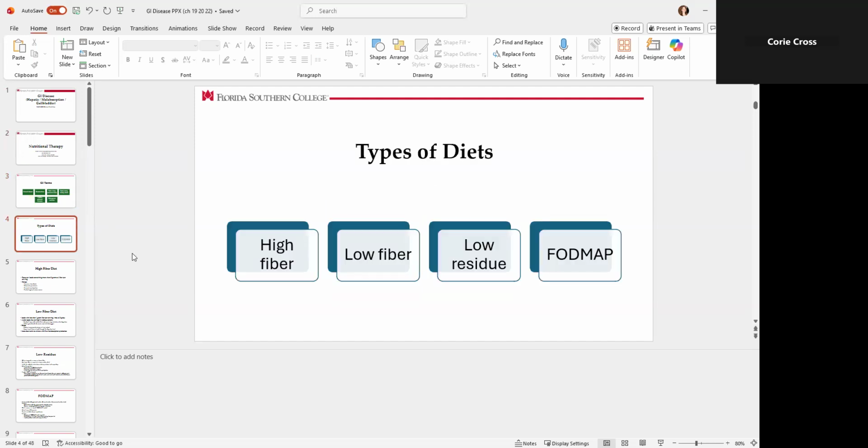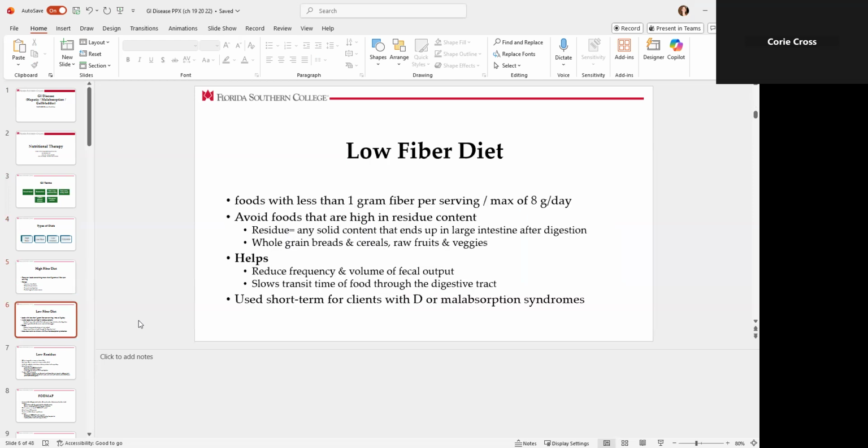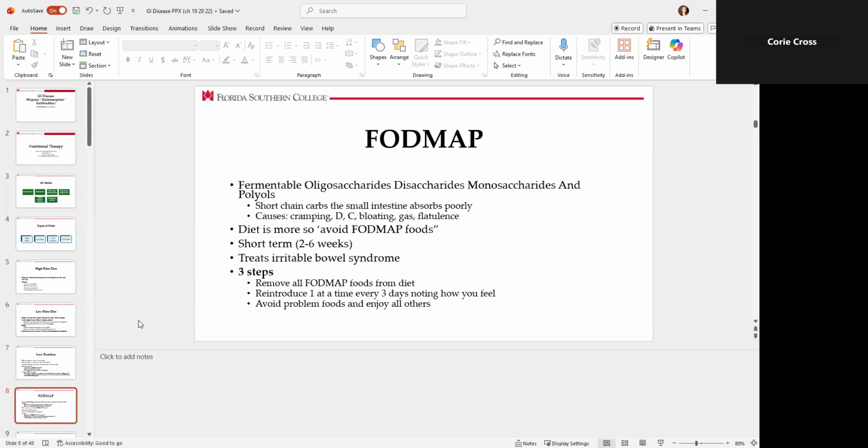Be sure you're familiar with the various types of diets and the differences between them. Each slide has some of the important highlights for each of these. But again, we'll talk further throughout the lecture. High fiber diet, low fiber diet, low residue, and then FODMAP. FODMAP is one of those weird acronyms, and it's basically telling you what foods to avoid in a short version of all those really long words. But it's good to know what it means, but just at least understand the point of it.